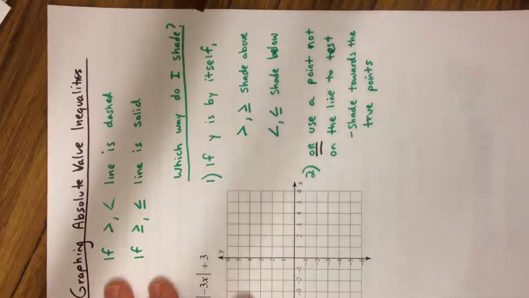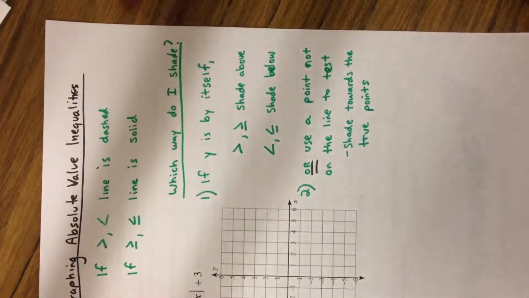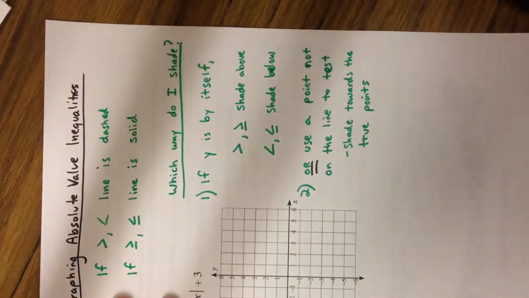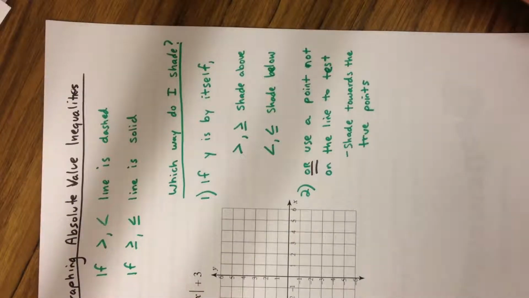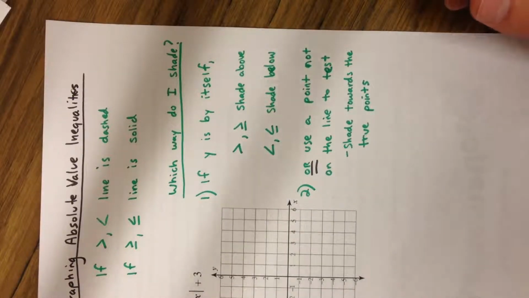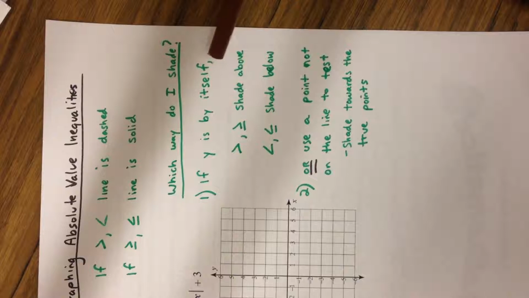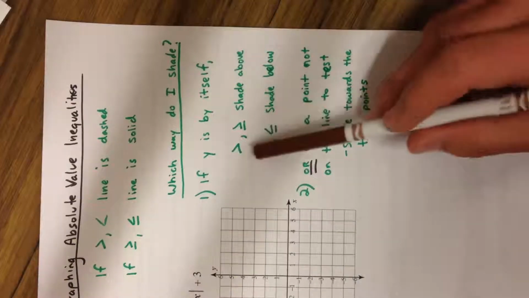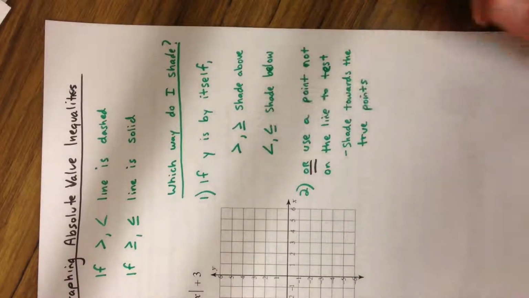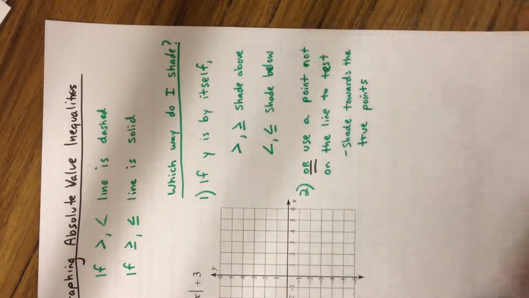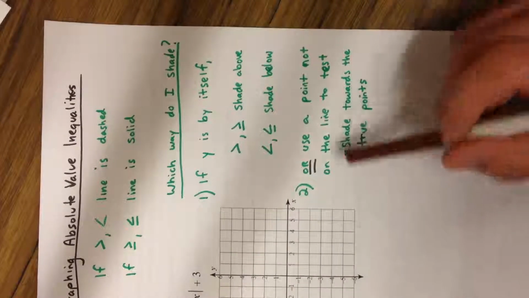You might want to take this down if you don't already have them. And then the next question you guys ask is, which way do I shade? In all the ones I'm going to be doing today, y is going to be by itself. If y is by itself on one side of the inequality, if it's greater than or equal to, you're going to shade above. If it's less than or equal to, you're going to shade below the line.